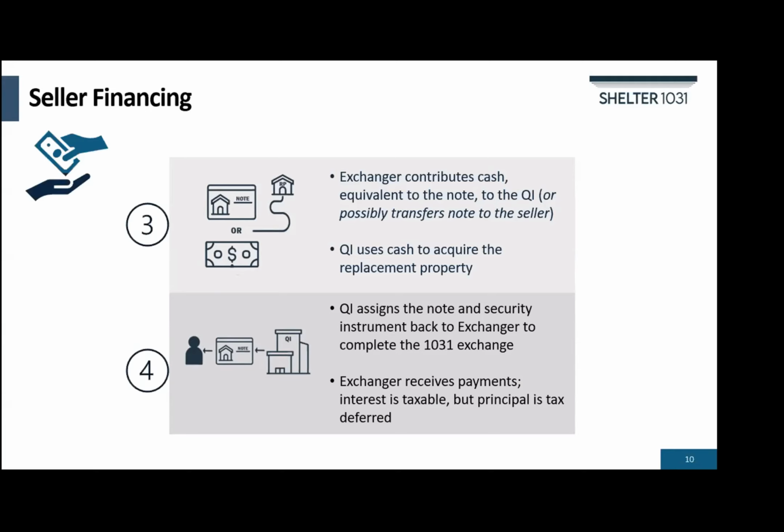In the final step, the QI assigns the secured note back to the exchanger, who will pay tax on the future interest payments, but not on the principal payments. Combining seller financing with a 1031 exchange is a much more tax-advantaged strategy than an installment sale, but it obviously requires that you can fund the loan from your own liquid assets or another lender.